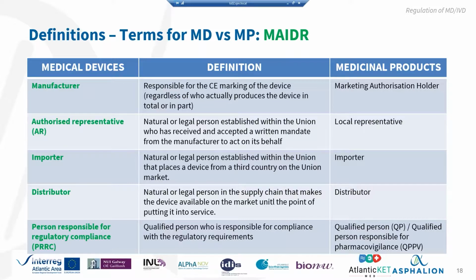And then the regulation has introduced this new figure, the person responsible for regulatory compliance. This figure was not there before. This has been introduced with the regulation. What does this person do? This person is responsible for compliance with the regulatory requirements as laid down in the regulations. This person needs to accumulate certain experience and has to be qualified in certain fields, as indicated in the regulation. This would be a similar figure as a qualified person in medicinal products.